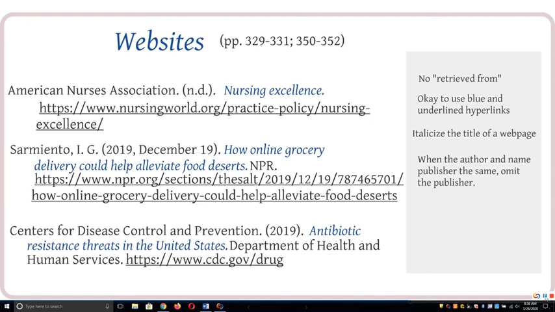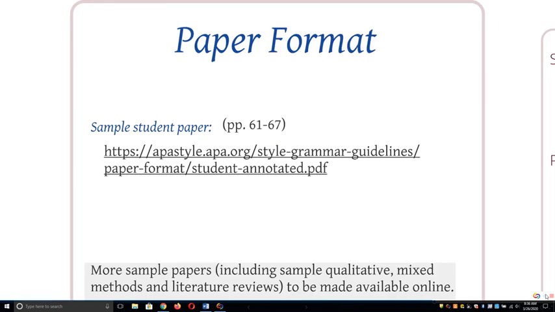The next thing we're going to talk about is paper format. With the 7th edition manual, you will notice that inside it there are two sample papers. There is a sample student paper and a sample professional paper. Most of you obviously will be using the sample student paper. If you don't have access to the manual, they do put the APA sample paper online at apastyle.org, and I'll show you how to get to that a little bit later. And this can be very helpful for setting up your paper.